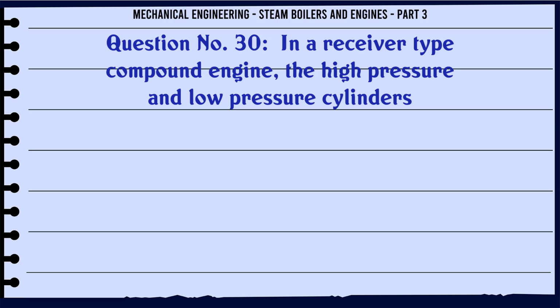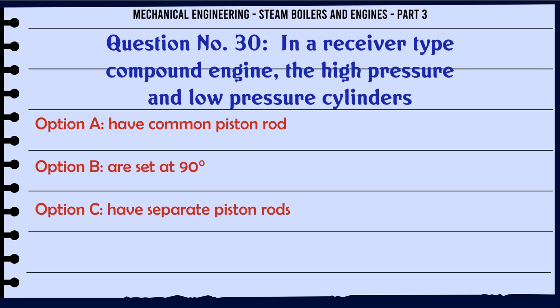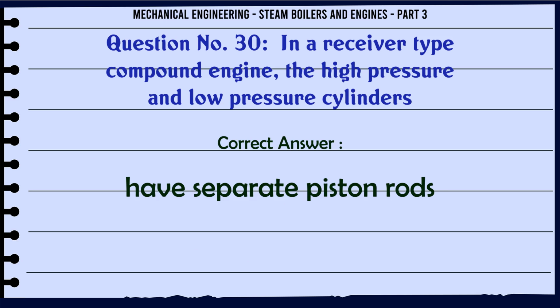In a receiver-type compound engine, the high-pressure and low-pressure cylinders A. have common piston rod, B. are set at 90 degrees, C. Have separate piston rods. D. Are set in V arrangement. The correct answer is have separate piston rods.